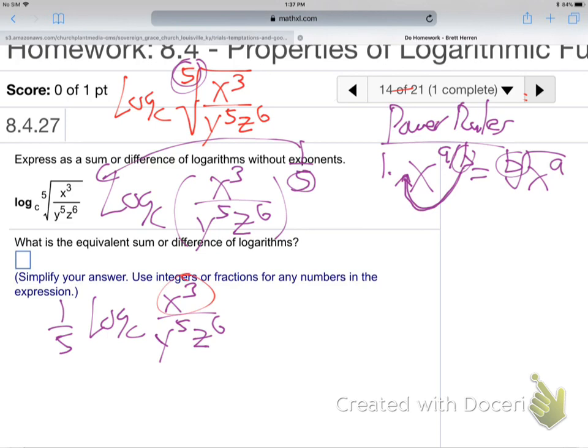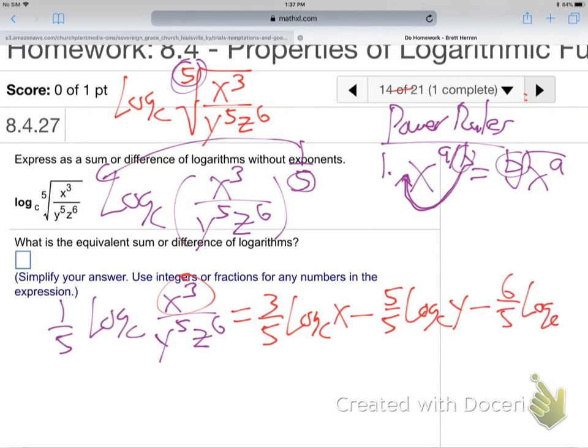You know what x cubed on the top means, right? They're going to have a 1/5 with each of them. So this will become 3/5 log base c of x minus 5/5 log base c of y minus 6/5 log base c of z. Could you just leave it as a 1? Yeah, we'll make that a 1 in a second.